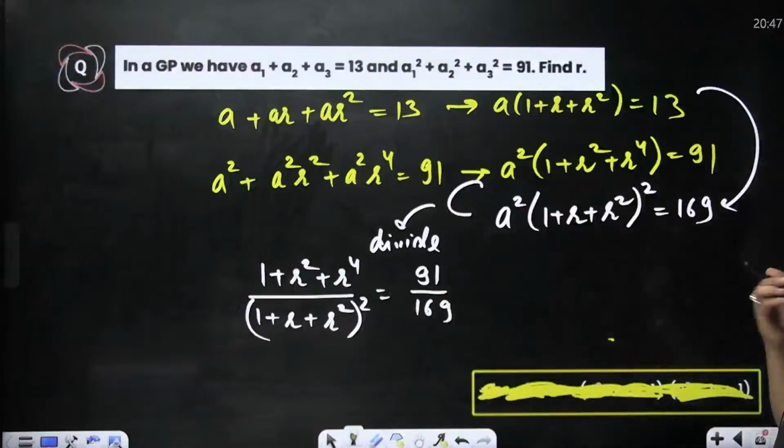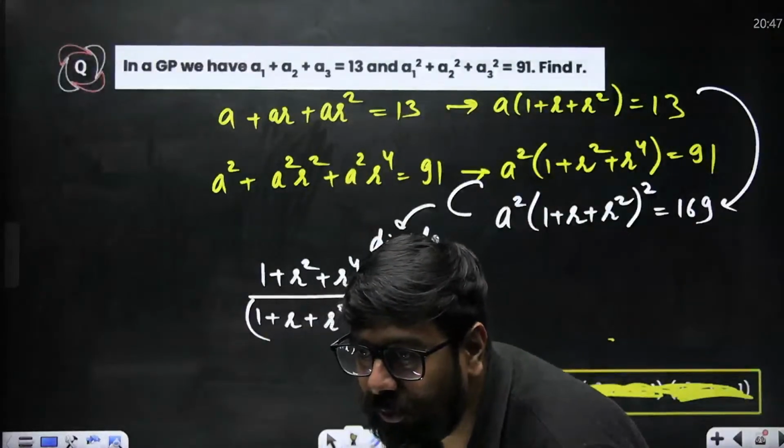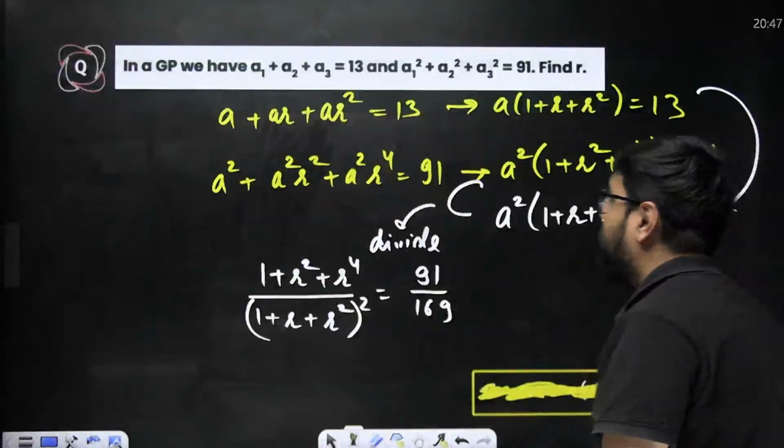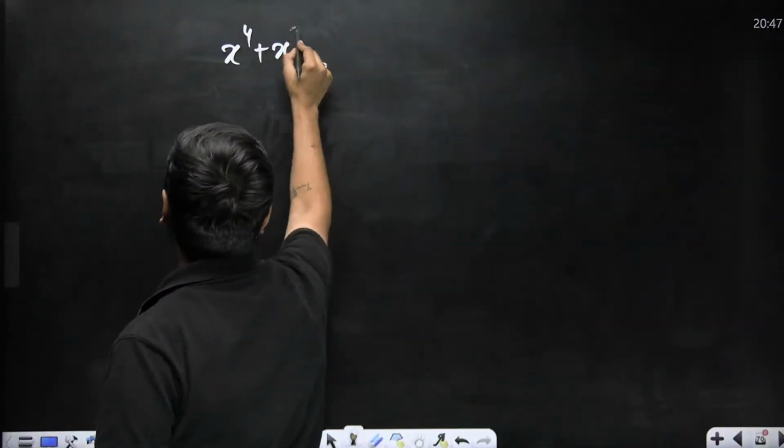No, 7 also not. Not cancelling. All right, we'll do something. You got what I am trying to say. Actually, what you need to know over here is that x to the power 4 plus x square plus 1.